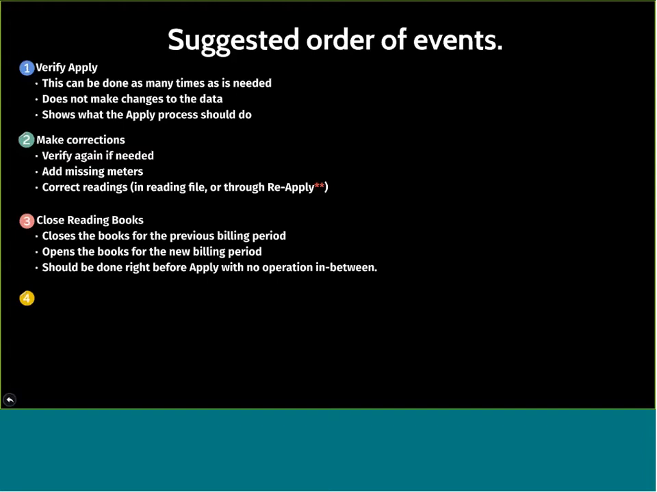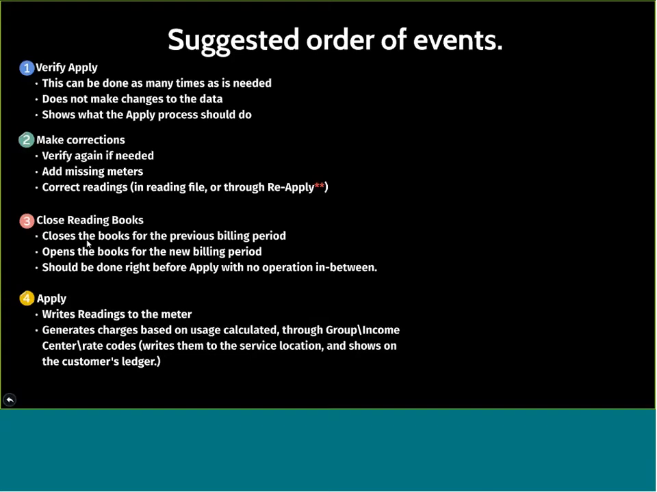All right, so closing the reading books is next. Once you know everything looks good as far as your data and you're ready to apply, you don't need to make any more corrections to your readings or your meter readings, then you're ready to close the reading books. It closes the books for the previous billing period, opens the books for the new billing period, and it should be done right before an apply with no operation in between. And that's our suggestion. We have some companies that do it in a different order, and that's completely fine. I am all for not fixing something that is not broken.